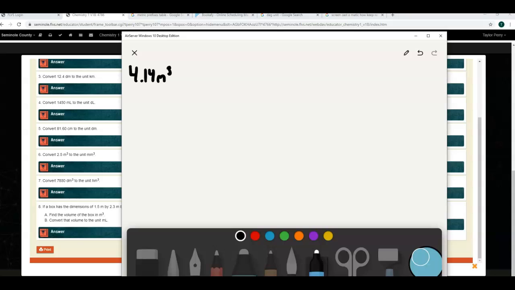Ooh, this marker looks kind of beefy. Let's try that again. 4.14 meters cubed. Yeah, that looks better, doesn't it? Not much better, but whatever.